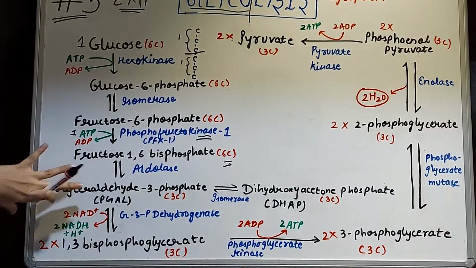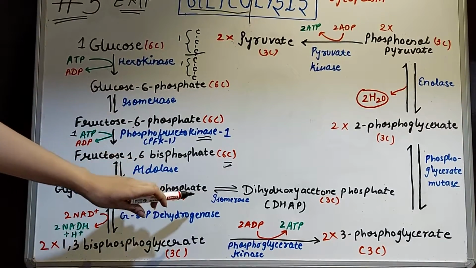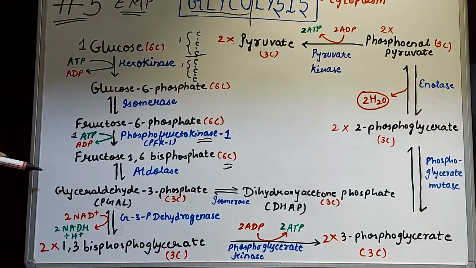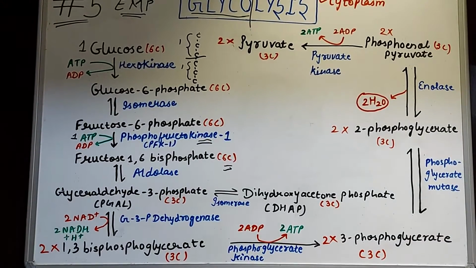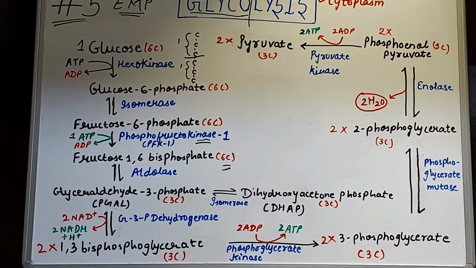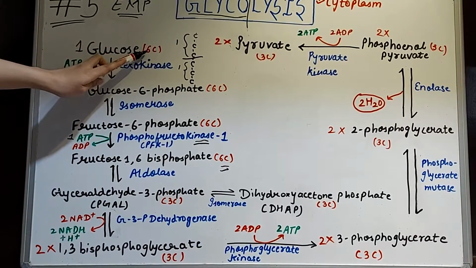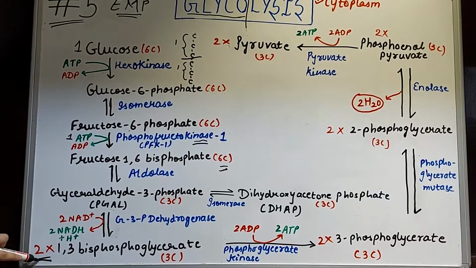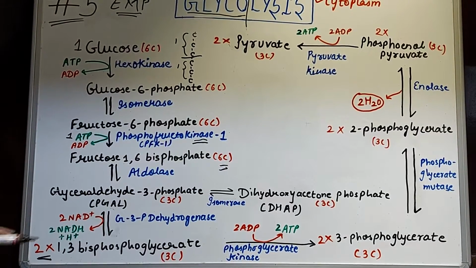This reaction is catalyzed by the enzyme isomerase. Moving further, glyceraldehyde 3-phosphate will get converted to 1,3-bisphosphoglycerate. Now remember that from this point onwards, we will take into consideration two molecules, because one 6 carbon molecule has been converted into 3 carbon molecules. So we will always write 2 in front of the molecule, because one 6 carbon molecule has been converted into 2 molecules of 3 carbon.